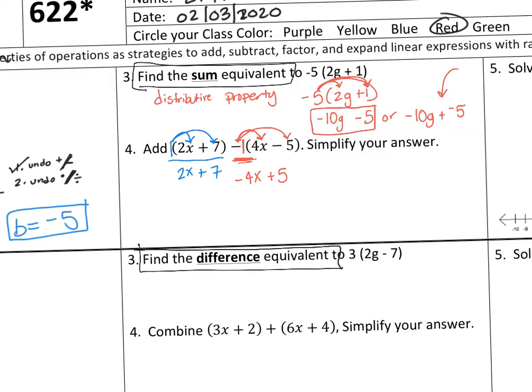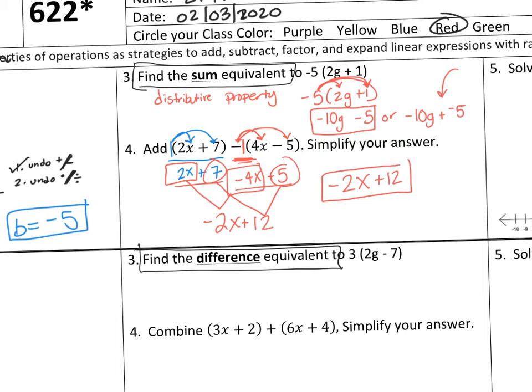So now we can combine that. We have 2x plus 7 minus 4x plus 5. So I'm going to combine my x's, or my variables, with my variables, and my constants with my constants. So my variables, I have positive 2x and negative 4x. So I have negative 2x when I combine them. And then I have positive 7 and positive 5, that is positive 12. So my expression that's equivalent to the given expression is negative 2x plus 12.